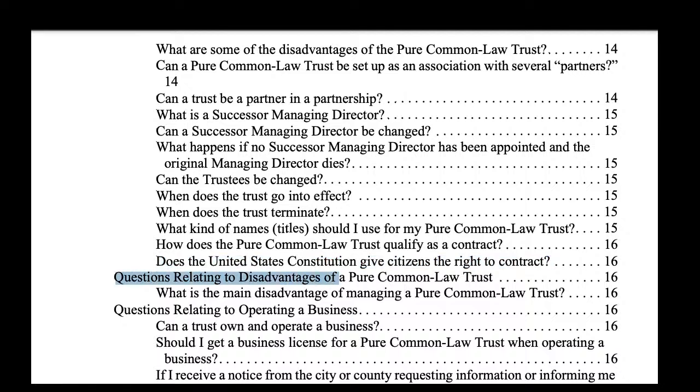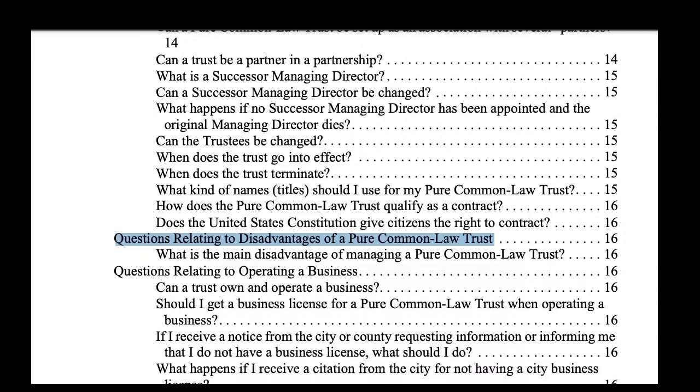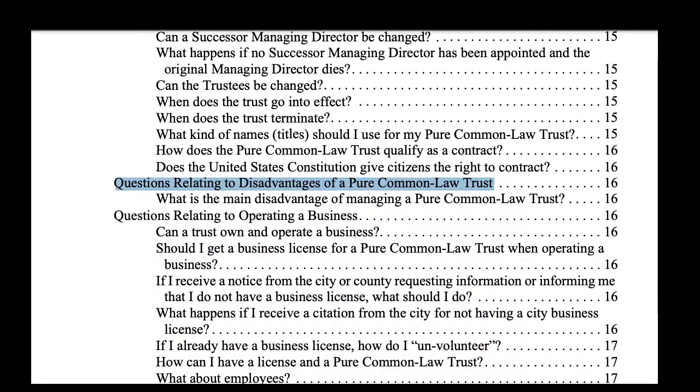Questions relating to disadvantages of a pure common law trust. So the first set was for advantages. Now we're going to look at some disadvantages. Pretty short here. What is the main disadvantage of managing a pure common law trust? And then we go on to questions relating to operating a business.